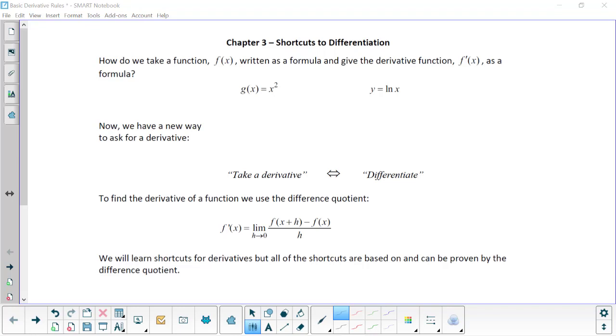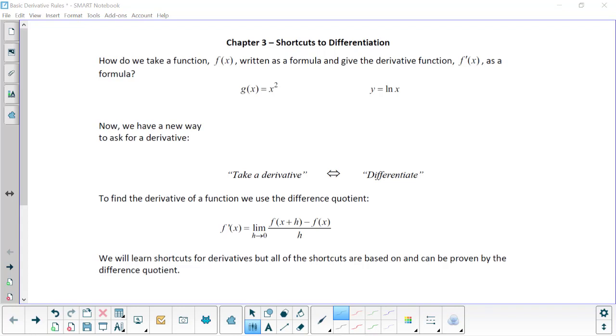Good morning. Today is an exciting day in Survey of Calculus. We actually get to start working with one of the most important concepts in calculus, which is finding a derivative. We've talked about the theory behind derivatives in Chapter 2, and we said that we understand the concept of a derivative, that it calculates the slope of the curve or the slope of the tangent line at a point.